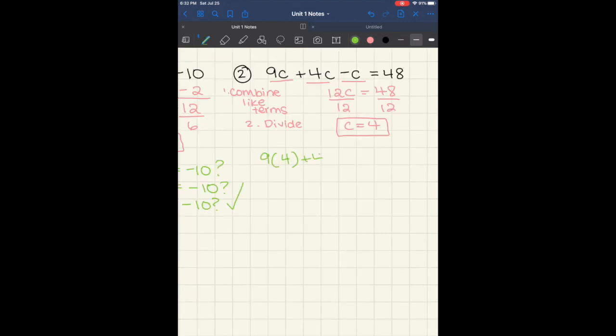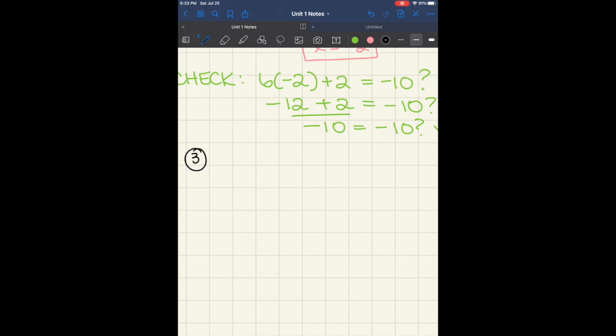So we plug it back in to check our answer. So we've got 9 times 4 plus 4 times 4 minus 4. And we want to see if that left side of the equal sign equals 48. It does, so we're good.